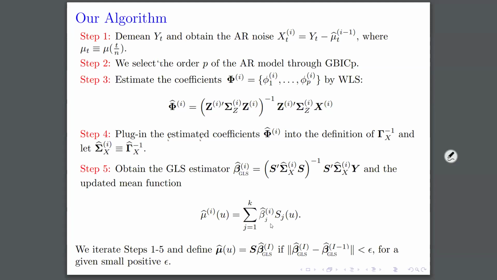So the idea here is that the better the estimation of the mu t, the better the estimation of the error coefficients, which will result in a better estimation of the covariance matrix, and that will contribute to the estimation of the mu t in the second iteration.